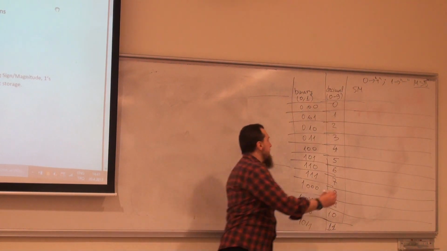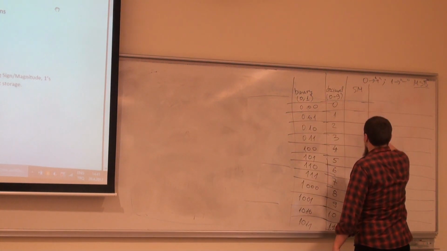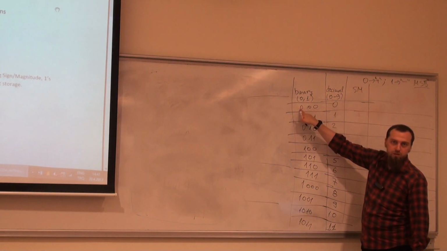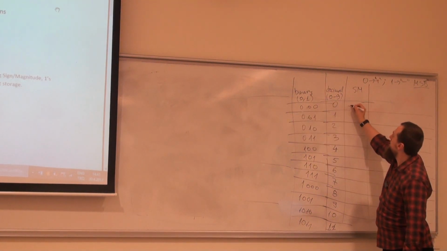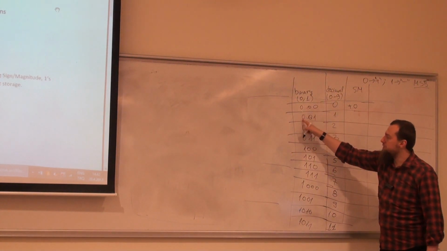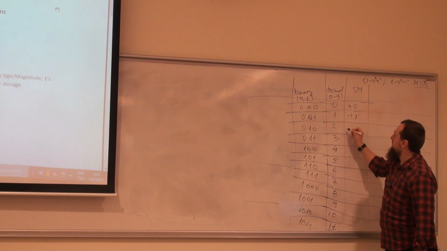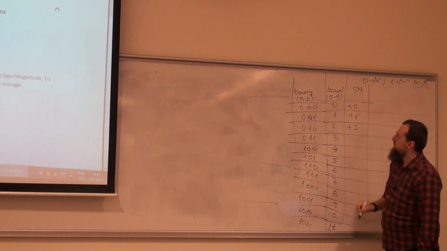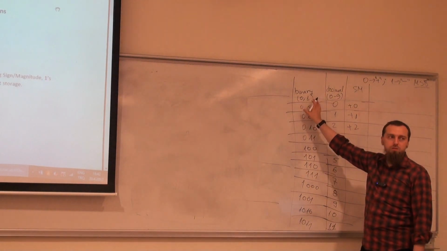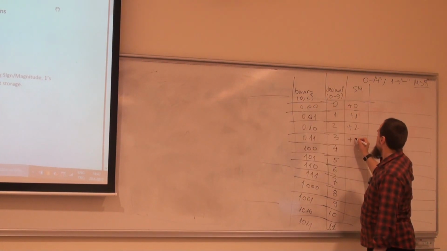Okay, so in the sign magnitude representation, what does this mean? Is this positive or negative? We check this bit here. It's positive. That's why we can write it plus 0. What about this one? Yeah, it's positive because of this 0. Plus 1. So we have plus 2. It's called sign and magnitude because you take the bit as the sign and the rest is the magnitude. So this is plus 3.